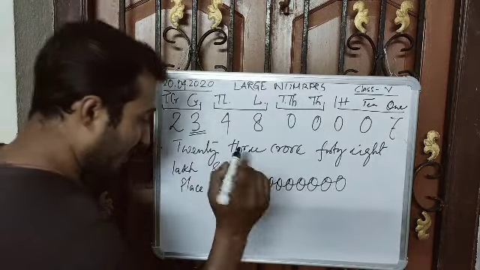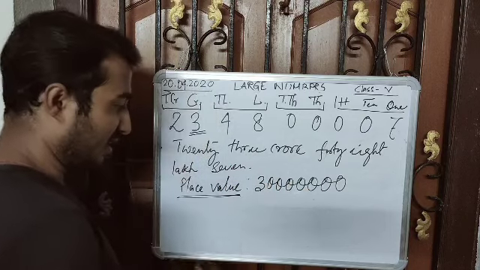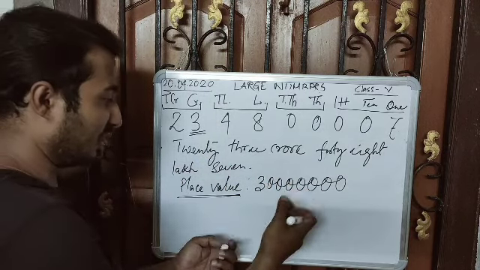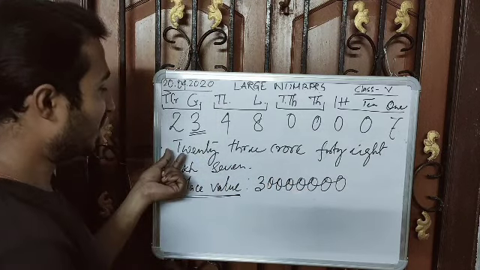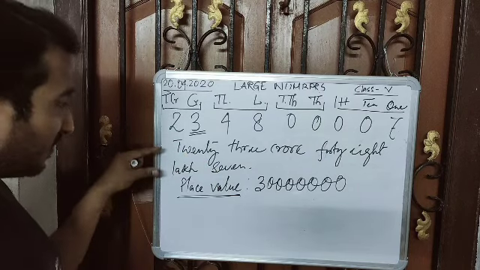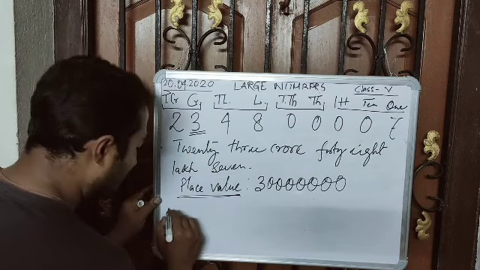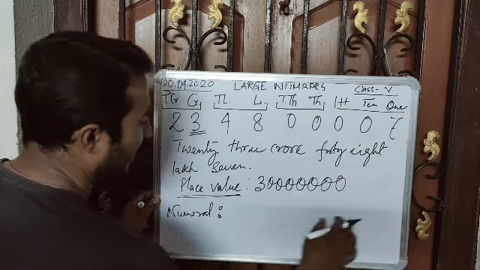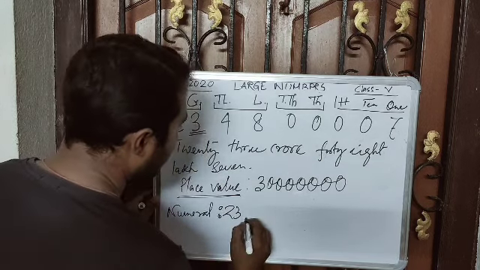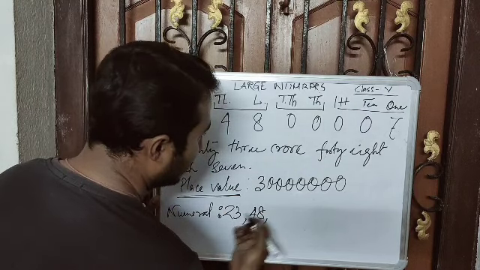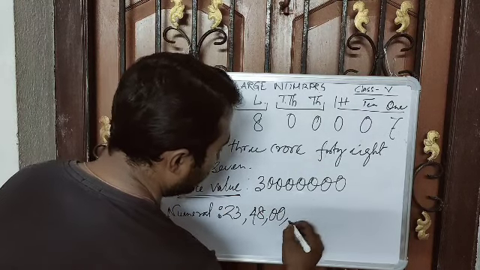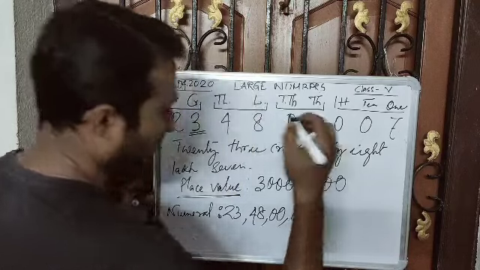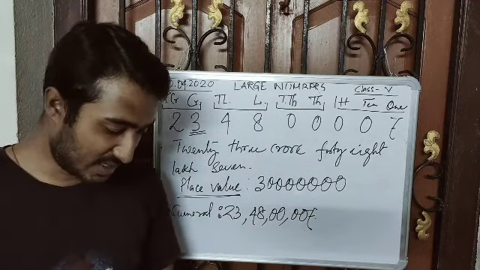Fine. Always mention these. What are you writing? Place value or something else? Mention it. Like if you are writing the numeral for this word, then you have to write the numeral here. Then write the number like 23,48 lakh, 00,007. This way. Understand?